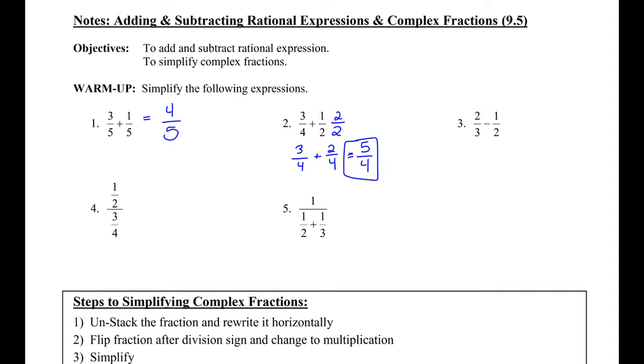I have to do something similar with number 3. I need to find a common denominator. My common denominator for this one is going to be 6. So the fraction on the left needs to be multiplied by 2 over 2 to get a denominator of 6. And the fraction on the right needs to be multiplied by 3 over 3 to get a denominator of 6. So we end up with 4 over 6 minus 3 over 6. So 4 minus 3, which gives us 1 over 6.